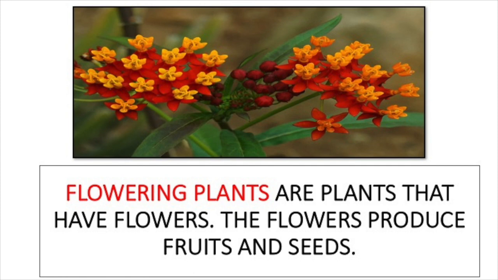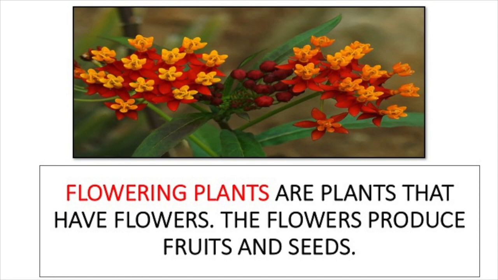Fruit. Yes, we've got our fruit on this flowering plant. Not all have them, but some do. So flowering plants are plants that have flowers. The flowers produce fruits and seeds.